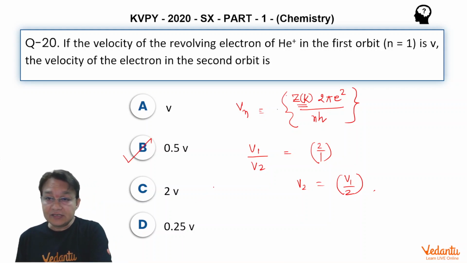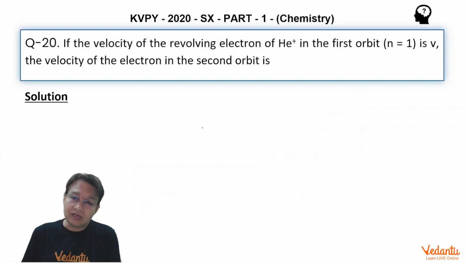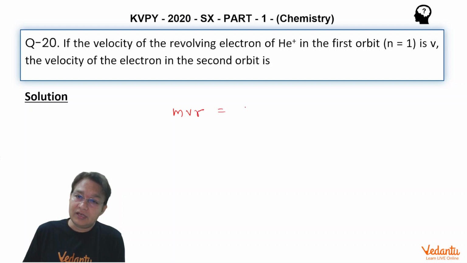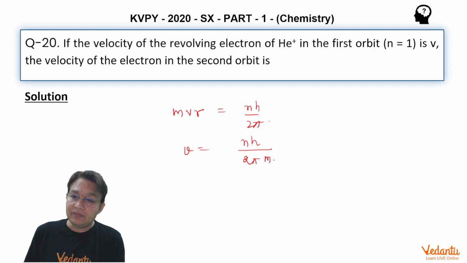Should we derive this to get it? It's not difficult at all, even if we want to derive it, because from Bohr's law we know that mvr equals nh upon 2 pi. So v equals n into h upon 2 pi into m into r, where r is Rn, the radius of the nth orbit. The radius of the nth orbit, if you calculate, comes out to be n square h square upon Z into K 4 pi square m e square.